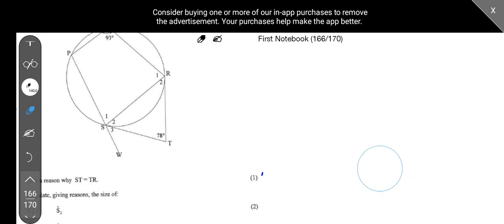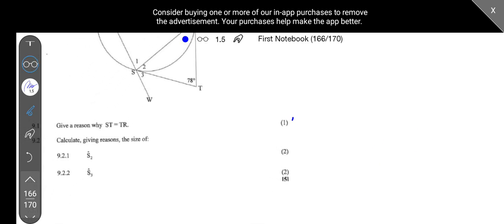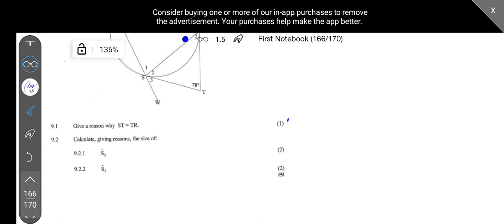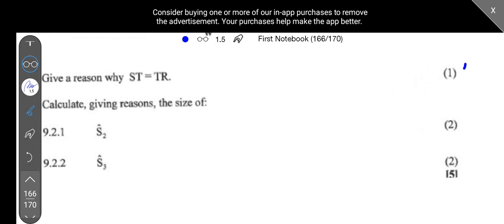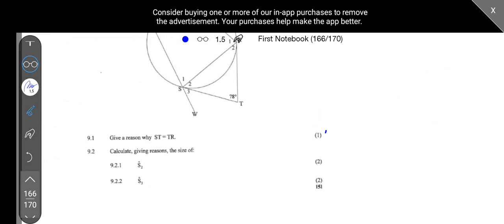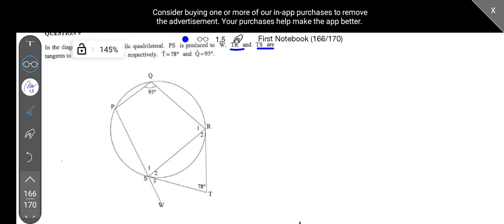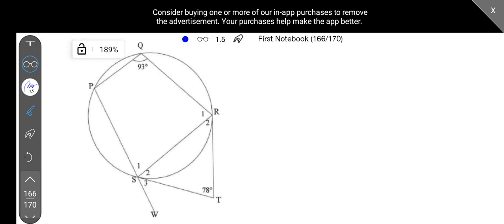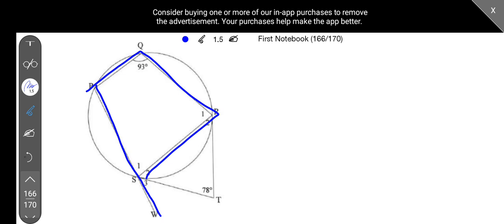So, we're going to the last one, which is 9.2.2. They say determine the size of S3. So, if you can check here, it's just to apply what we already know. We have learned this in the previous lessons. You can see that we've got a cyclic quad here. Even if they don't tell you in the statement, you must know that as long as it touches the circle at 4 points, therefore it's cyclic, right? So let me do this here.